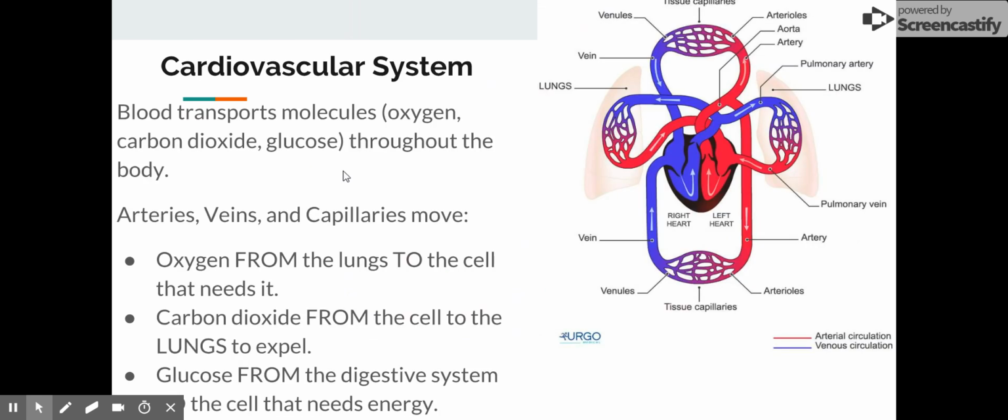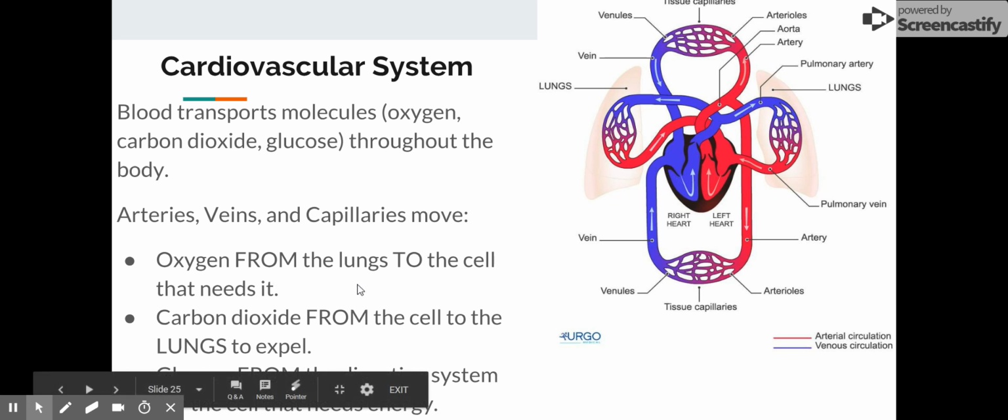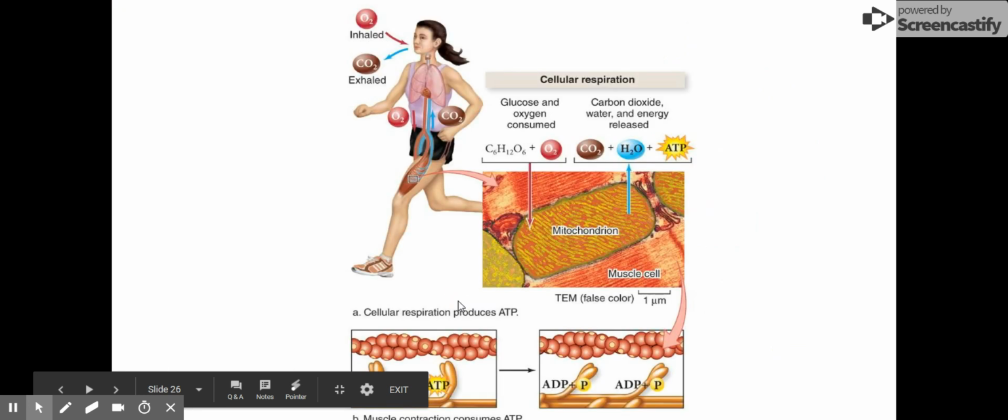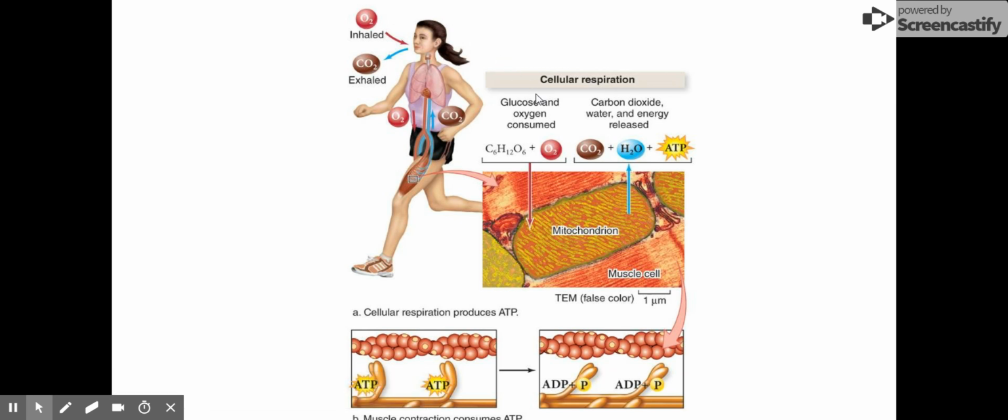Well, how does it get around? That's your cardiovascular system. So your heart and your blood vessels move the oxygen from the lungs to the cells, bring the carbon dioxide from the cells back to the lungs, and the digestive system provides the sugar. So on a large scale, you have the oxygen inhaled and the carbon dioxide exhaled. The sugar comes from your digestive system and enters your blood.